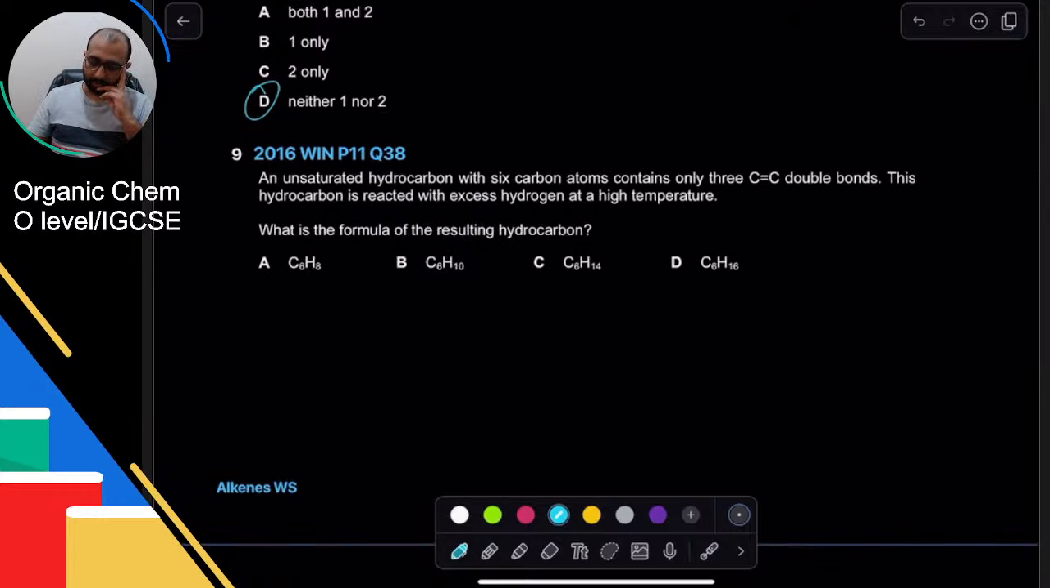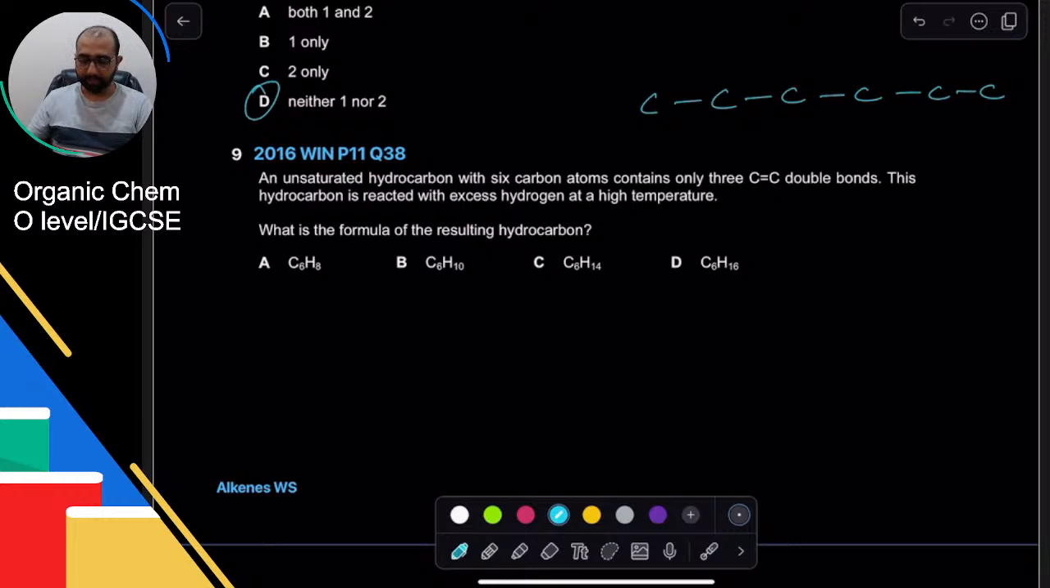An unsaturated hydrocarbon with 6 carbon atoms contains only 3 carbon-carbon double bonds. This hydrocarbon is reacted with excess hydrogen at high temperature. So let's try it. I have 6 carbon atoms, 1, 2, 3, 4, 5, 6. Now its structure may be different, but I'm trying. I don't know where the bonds are, so I'm going to skip that. In fact, let's try something else. What is the formula of the resulting hydrocarbon?